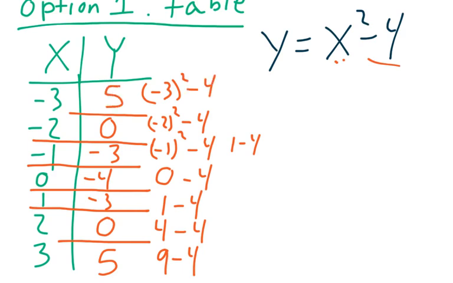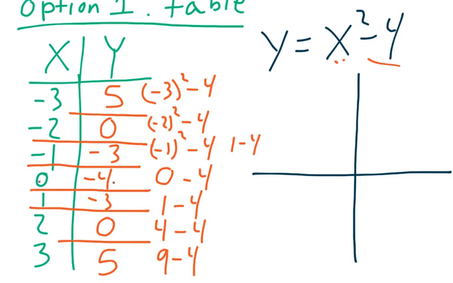So what I can do here is just graph these points. I'm just going to draw a really cheap sketch here. So when x is 0, y is -4. So 0, -4, that's a point, right? You can also plug in 1, -3. So over 1 down 3. You can also plug in -1, -3.